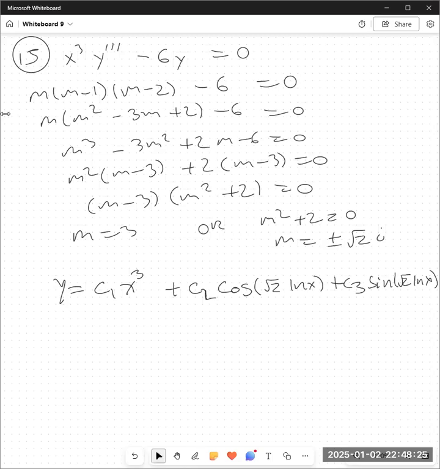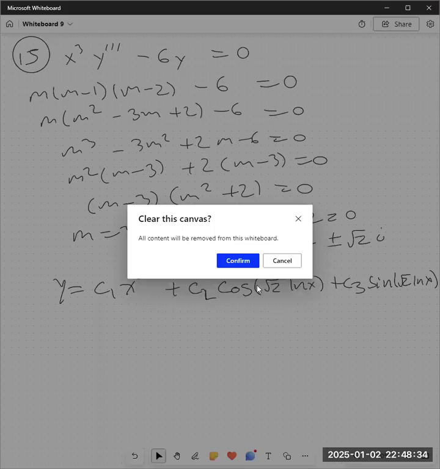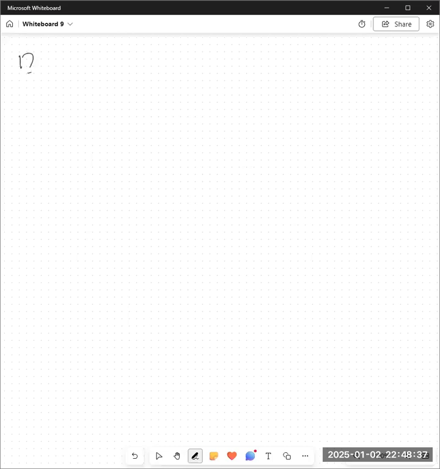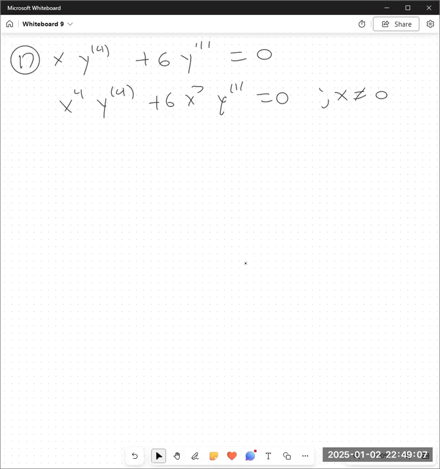I have one more that I want to do before we leave this chapter. It's number 17. So this is x y fourth prime plus 6y triple prime equals 0. I'm going to multiply through by x cubed, x not equal to 0, so x to the 4th y fourth prime plus 6x cubed y triple prime equals 0.